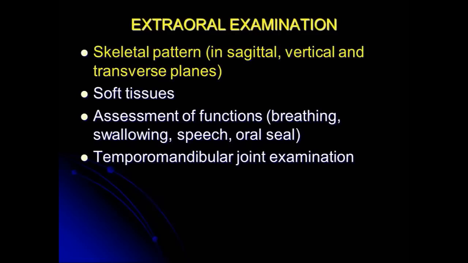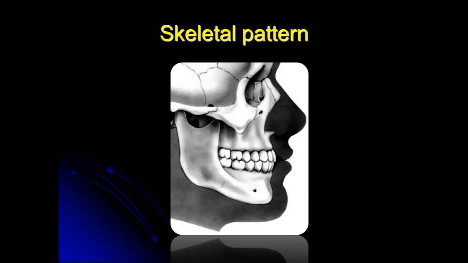Extraoral examination. Orthodontic assessment of a patient begins with an extraoral examination. This involves detailed assessment of skeletal pattern, soft tissues, functions, and temporomandibular joints. Skeletal pattern is the relationship of the mandible to the maxilla and the relationship of each to cranial base in all three planes of space.